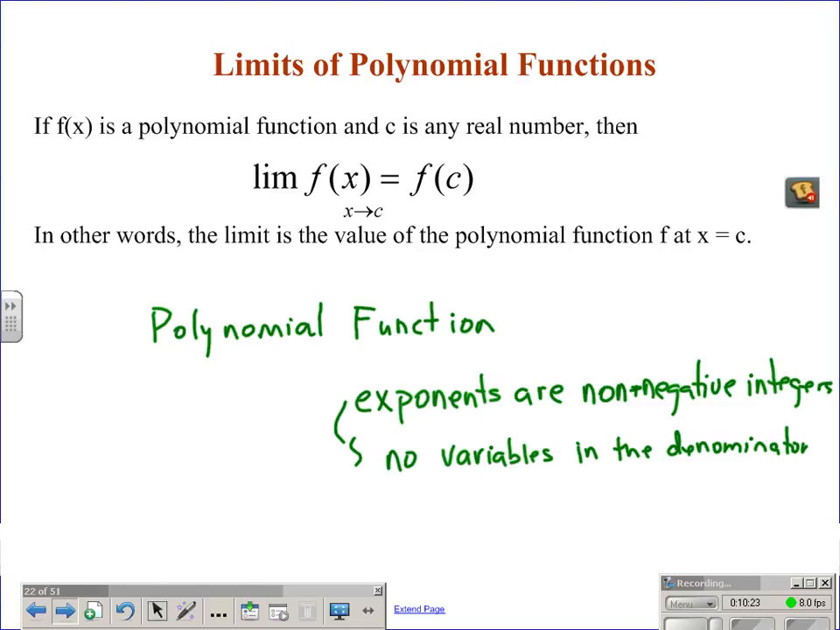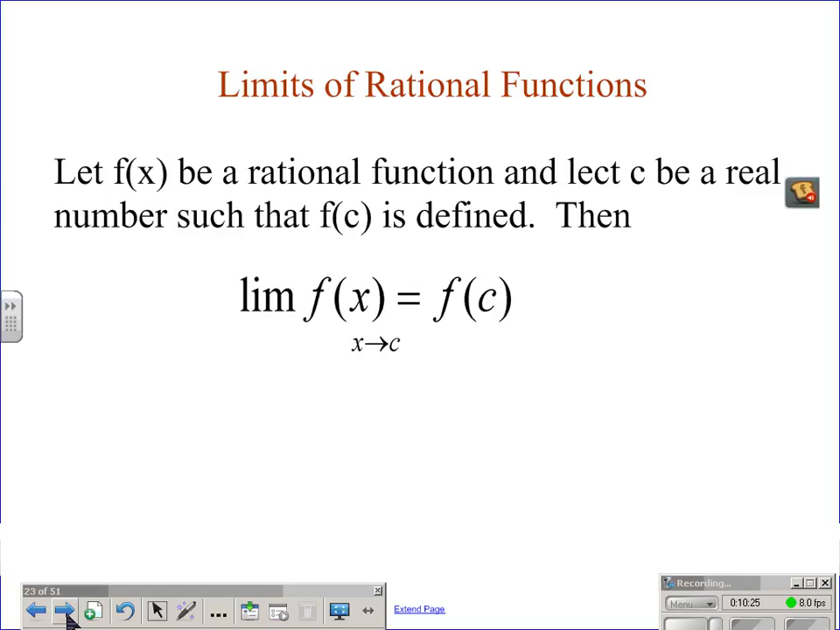Okay, and so now that we know that, let's move on and talk about the rational function. So a rational function is very similar. It's just that when you're finding the limit of a rational expression f of x as x approaches c, you're also going to find f of c, as long as f is defined at that point. So we'll have to talk about something else in the event that it is not defined at that point.